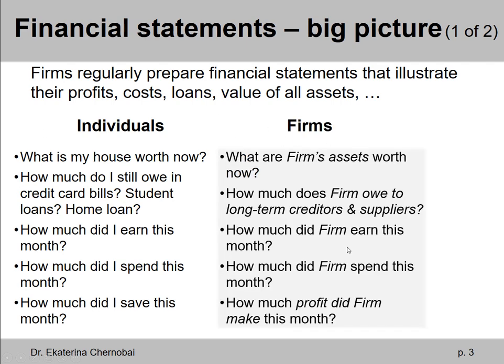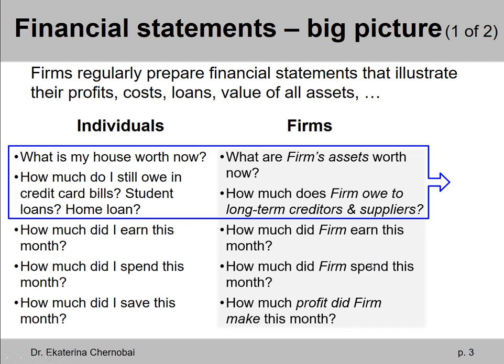Now, firms actually ask themselves the same exact questions. What are firms' assets worth now? And assets may include things like buildings, machinery, equipment, as well as things that cannot be touched, like software patents that also may have value. Then how much does a firm owe to its creditors, maybe bank loans or investors who bought its bonds, as well as suppliers? How much did the firm earn this month? How much did the firm spend this month? How much profit did the firm make this month? So the same kind of questions, right?